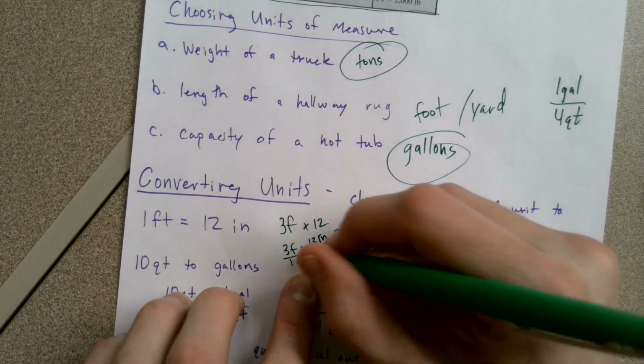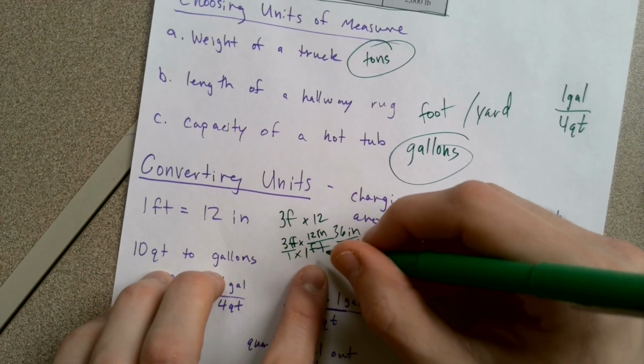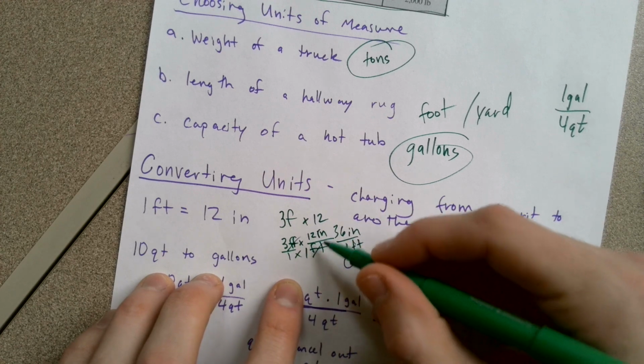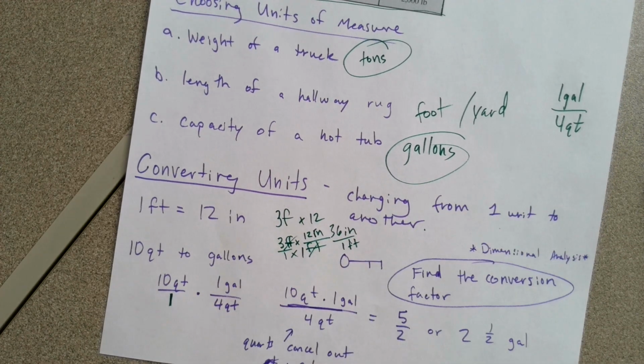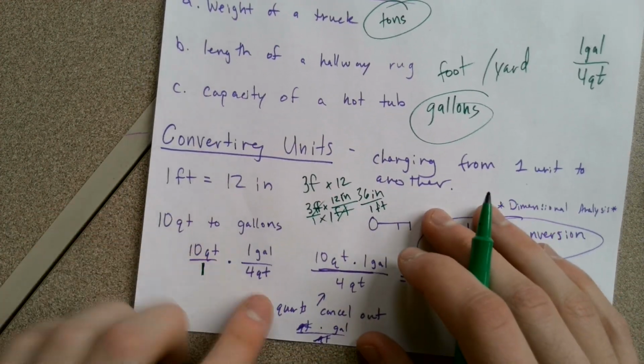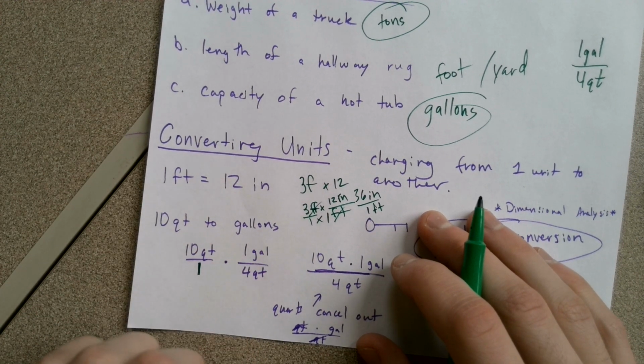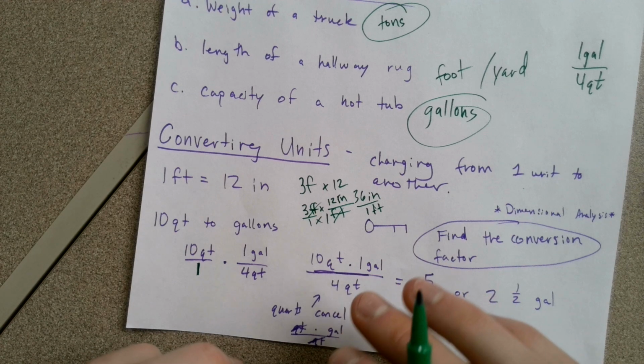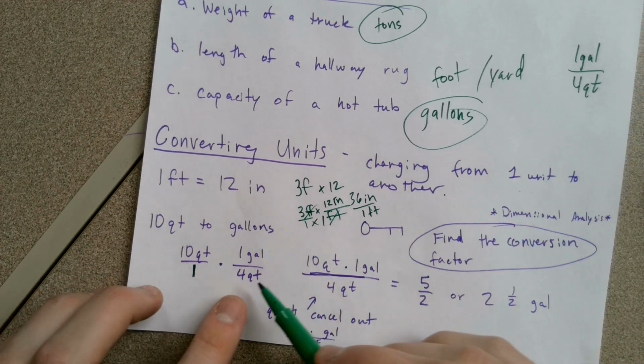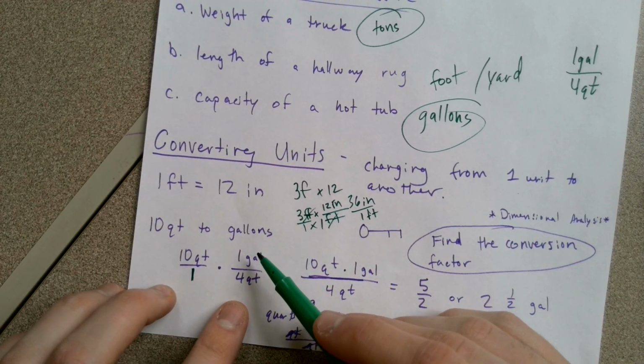For example, here, we had 3 feet on top, feet on bottom. We were able to cancel those out, and we were able to figure out how many inches it was, 36 inches. So we have our quarts on top, quarts on bottom. I don't want quarts here and quarts here. That's not going to help me cancel out. That's just going to keep me at quarts. So I made sure to put my quarts on bottom, gallons on top.